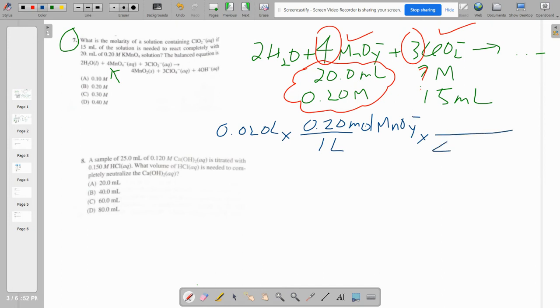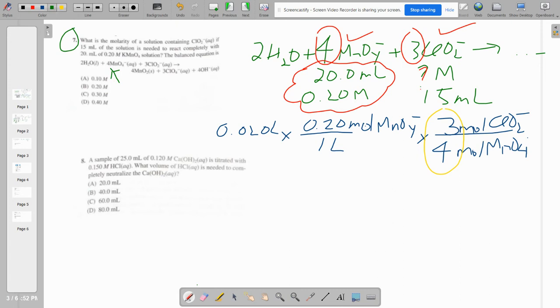This is the really important part. This is where your ratio is. For every 1 mole MnO4 minus, I'm going to need 3 moles of ClO2 minus. From all the times I've seen students work through this problem, that is the part they forget. So just remember, it's a titration, so it's based on stoichiometry. That mole ratio is how you go from one substance to the substance you're interested in. Now, without a calculator.